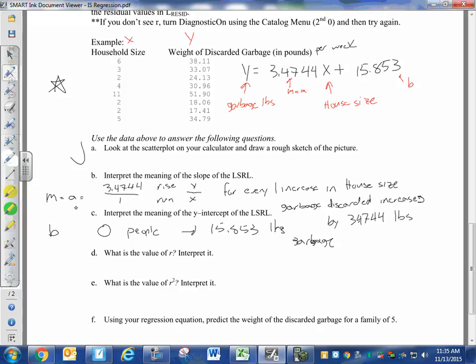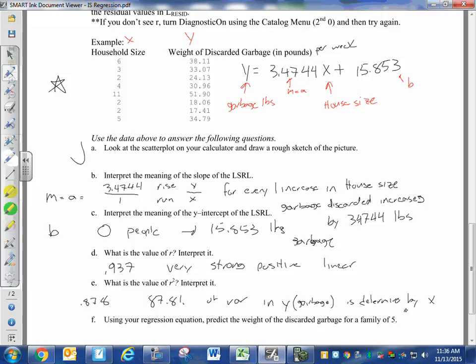What was the value of r? What did we find the value of r was? 0.937. Strong, very strong, positive linear relationship. The value of r squared was 0.878. We would say that 87.8% of the variation in y, which is the garbage, is determined by x, which is the house size.